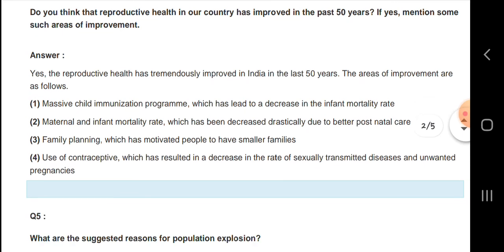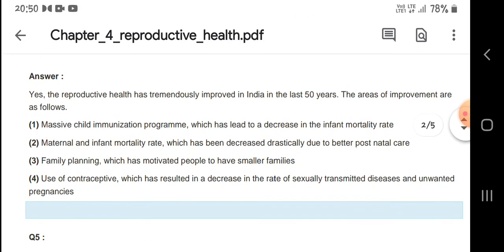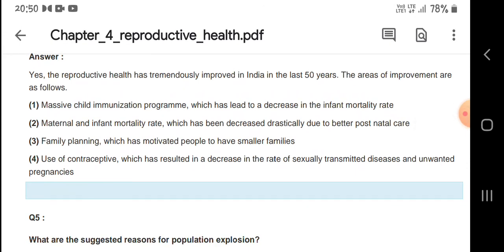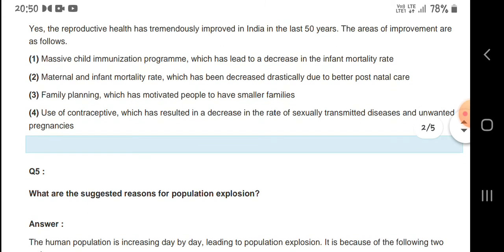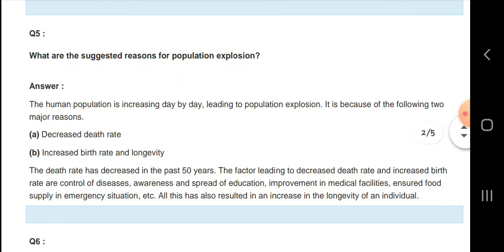Next, do you think that reproductive health in our country has improved in the past 50 years? Yes, reproductive health has tremendously improved in India in the last 50 years. Massive child immunization programs have led to a decrease in infant mortality rate, and maternal and infant mortality rates have decreased drastically due to better postnatal care. Family planning motivates people to have smaller families, and use of contraceptives has resulted in the decrease of the rate of sexually transmitted diseases and unwanted pregnancies.